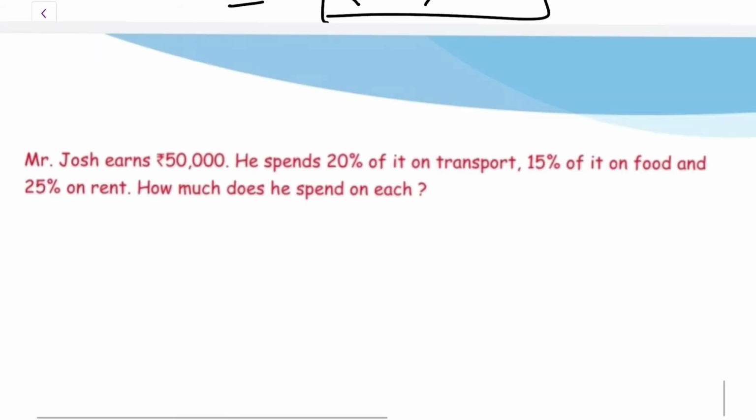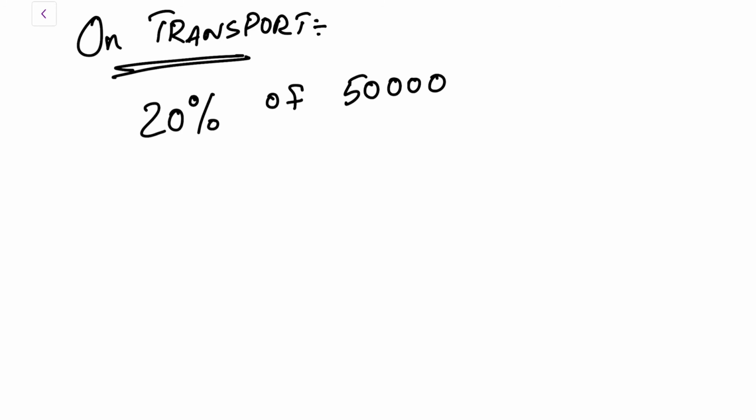Here's another question. Mr. Josh earns 50,000 rupees. He spends 20% of it on transport, 15% of it on food and 25% on rent. How much does he spend on each? Again, as you can see, they have not given you how much he spends on everything, but they've given you the percentage. But they're asking you how much does he spend on each. So let's do that. So first, on transport, how much does he spend on transport? Mr. Josh spends 20% of what? Of the total money he earns, that is 50,000 rupees. 20% of that is what he spends on transport.